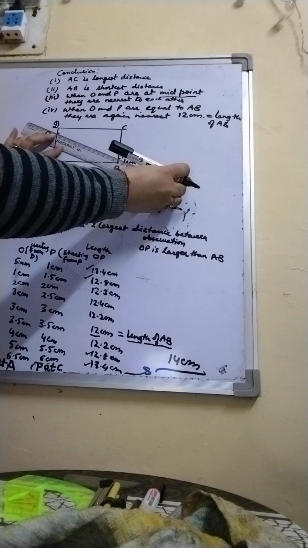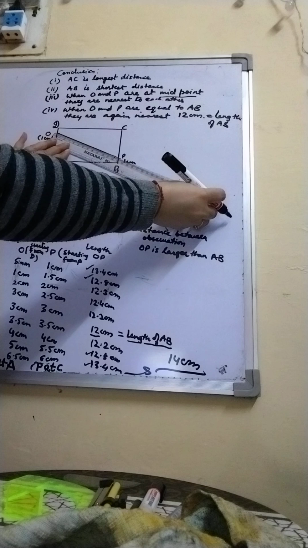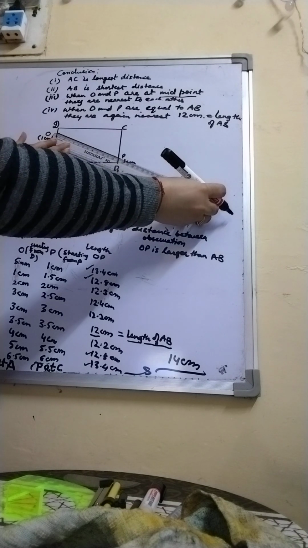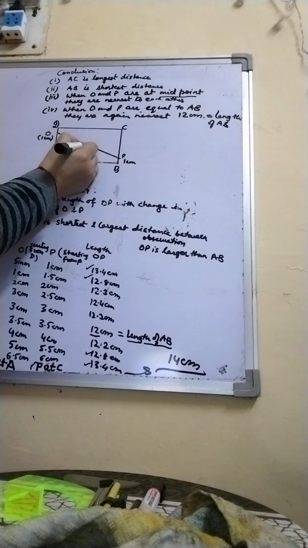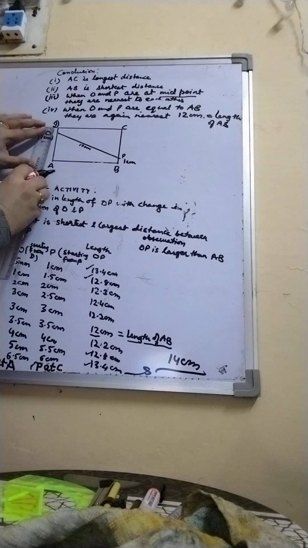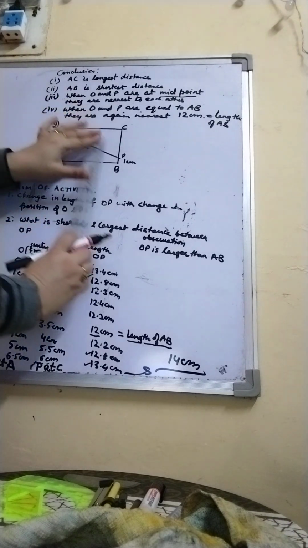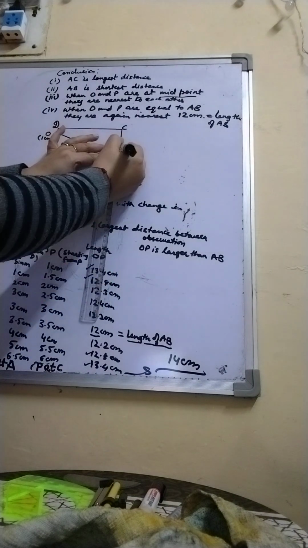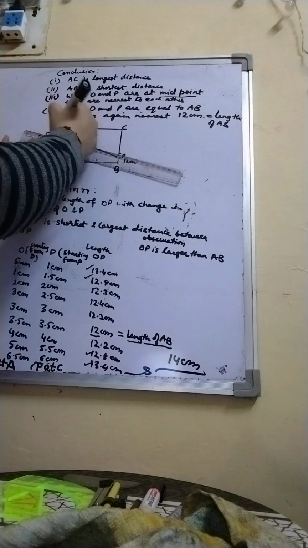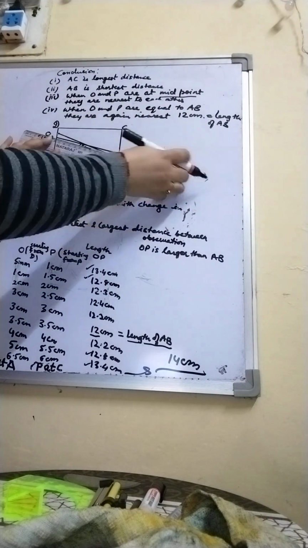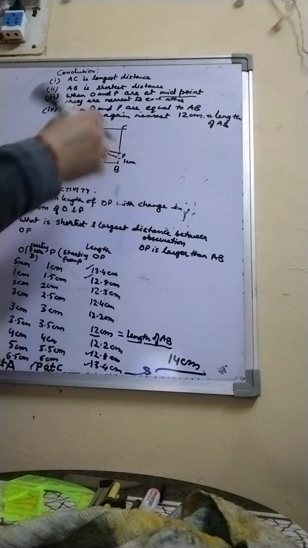So let's join the two. Let us see what is the observation. This is coming out to be 12.9 or 13 centimeter. Okay, so let's say it is 13 centimeter. Then we move O to 2 centimeter and P also to 2 centimeter, and we join the two. We see the measurement is at around 12.2 centimeter.